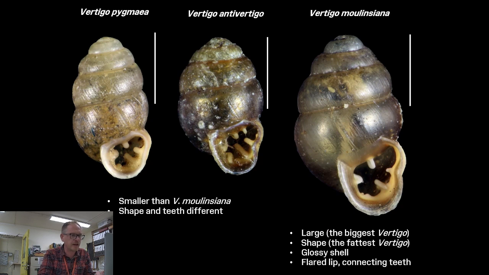And there it is on the right hand side there, against the common Vertigo pygmaea, and you can see it's a lot larger, it's more inflated, it's the fattest vertigo you're going to find. It's got a glossy shell and that flared lip, which actually connects the teeth in the mouth in a distinctive way. So actually this is another unmistakable vertigo species. One thing you might get it mixed up with is the one in the middle there, which is called Vertigo antivertigo, strange name. That's another species that you might find in similar habitats, and actually in Wales it's more widespread than moulinsiana, but it's a lot smaller and it has different teeth, so usually quite easy to distinguish the two.